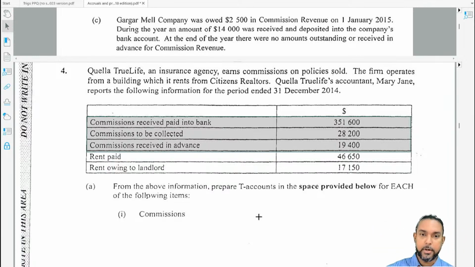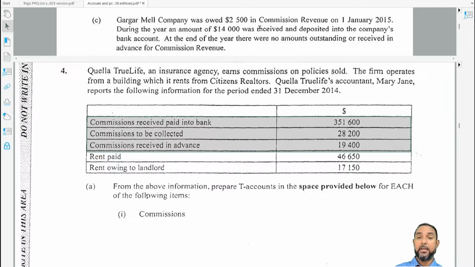So the one on the top with Gargamel was owed 2,500. If Gargamel was owed, that's accrued and that's revenue, right? During the year, an amount of 14,000 was received and deposited. At the end of the year, there were no amounts outstanding or received. So there's no closing balance. There's no accrual or prepayment at end.